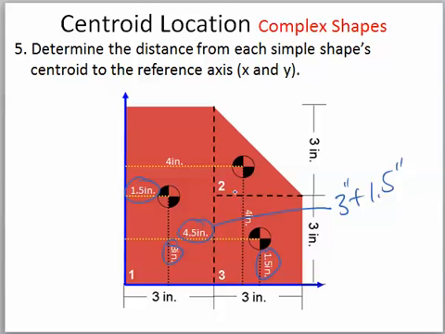Well, we know that the triangle is a third, so if this is 3 inches, then we know that from here to here is 1 inch. We know from here to here is 3 inches. 3 plus 1 equals 4 inches. So that's where we get that dimension there of 4 inches.